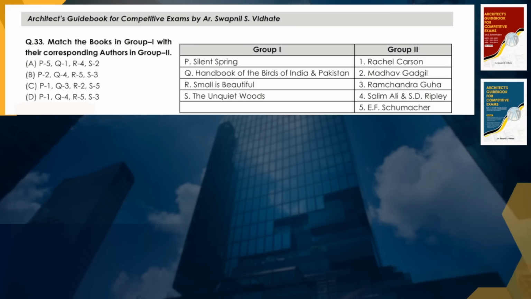Question 33. Match the books in group 1 with their corresponding authors in group 2.